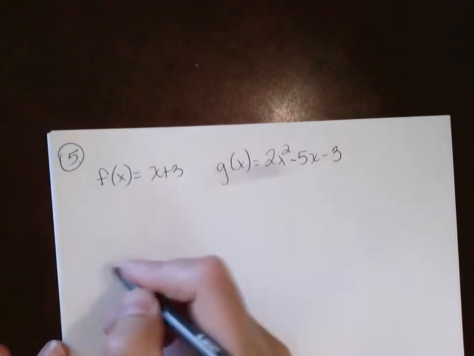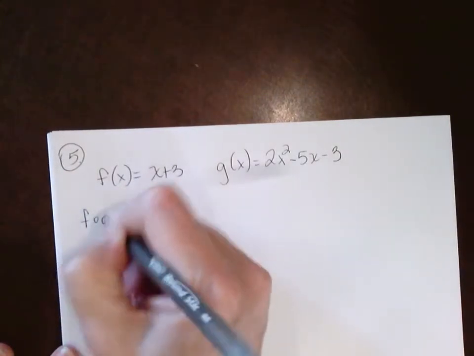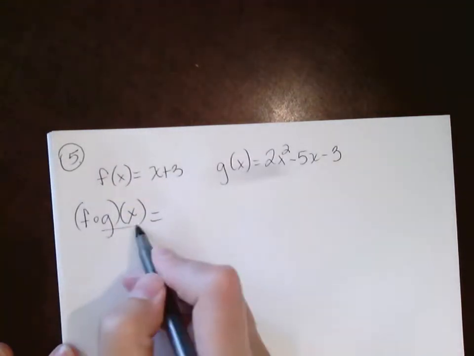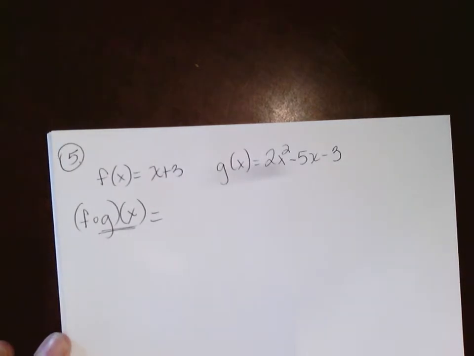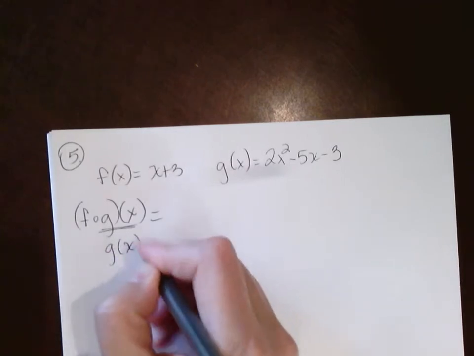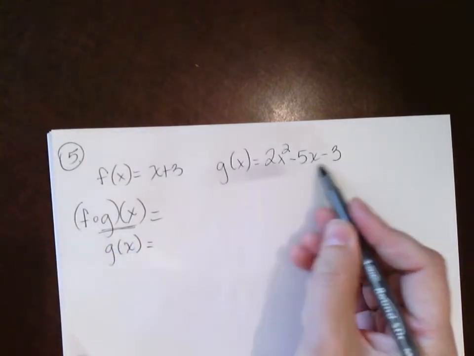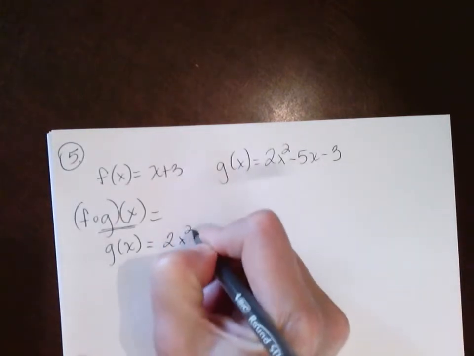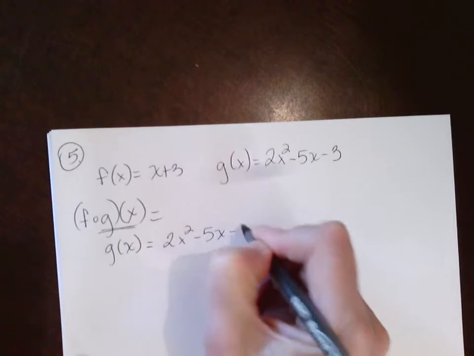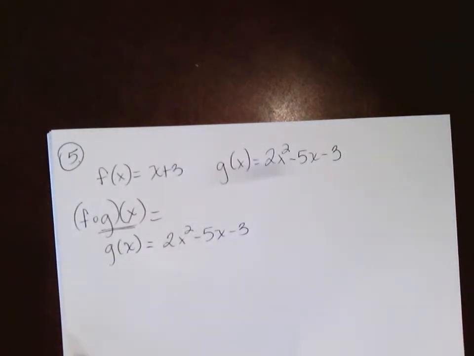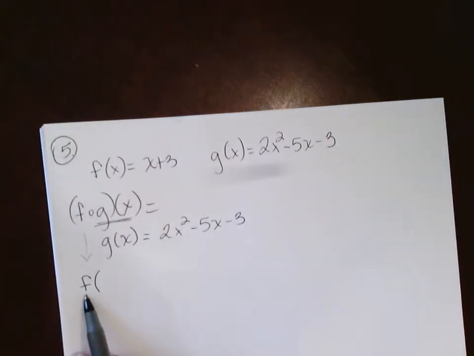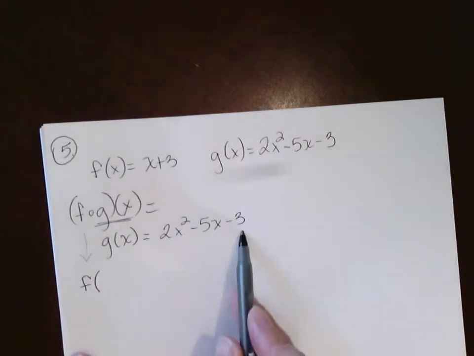So let's see, it wants me to find f of g of x. So again, what do we find first? g of x, that's the inside position. So g of x is, well again, I don't even have to solve anything. That tells me what g of x is. It's 2x squared minus 5x minus 3. So I'm done with that part. Again, drop down the f and find f of whatever answer that was.